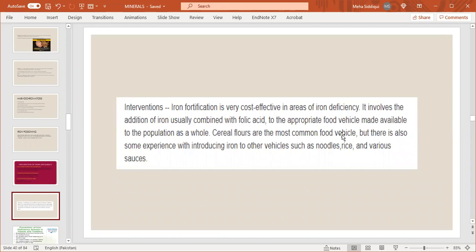According to WHO, interventions like iron fortification are very cost effective in areas of iron deficiency. It involves the addition of iron, usually combined with folic acid, to the appropriate food vehicle made available to the population as a whole. Cereal flours are the most common food vehicle, but there is also some experience with introducing iron to other vehicles such as noodles, rice, and various sauces.